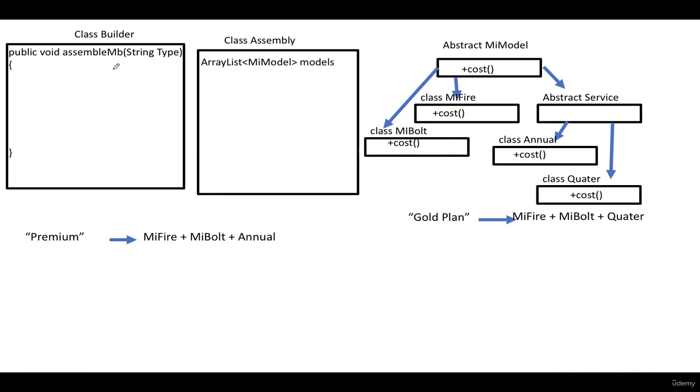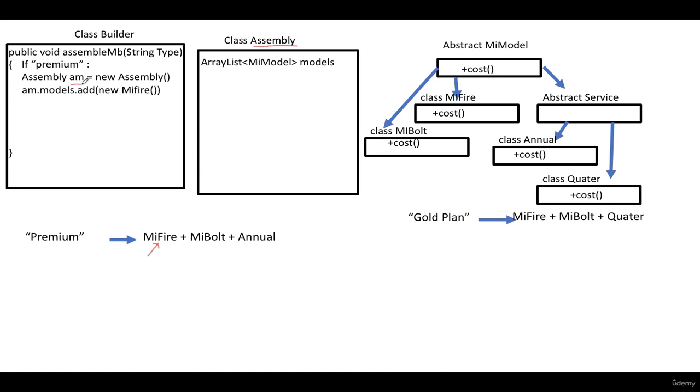So here, as a first step, we check whether the type is premium or not. If it is premium, we go inside it and create the instance of this class, which is Assembly, and that is am. And in this class, that is Assembly, we have the array list of MI models. So one by one, we keep on adding the instances of MI Fire, MI Bolt and annual servicing.